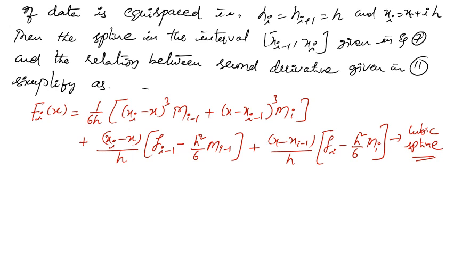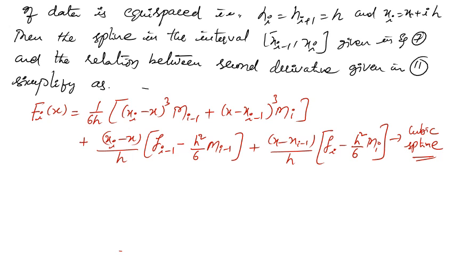And what is the relation among the m's? Equation 11 becomes, simply, m_{i-1} plus 4m_i plus m_{i+1} equal to (6/h squared)(f_{i+1} minus 2f_i plus f_{i-1}). This is for i equal to 1 to n minus 1.